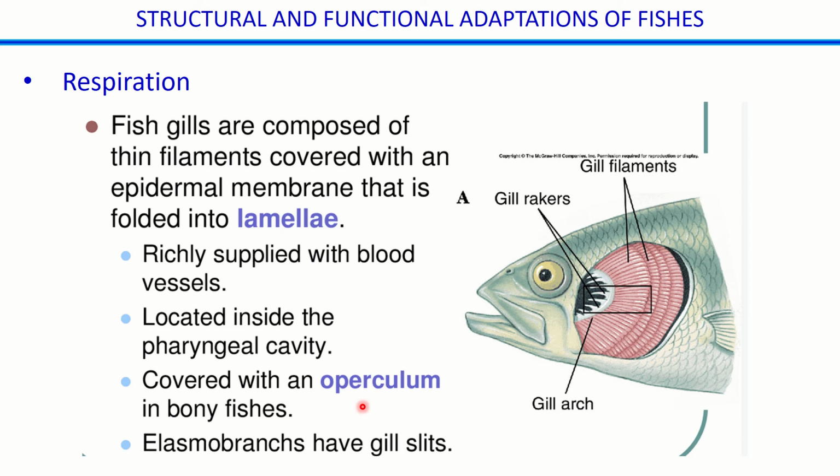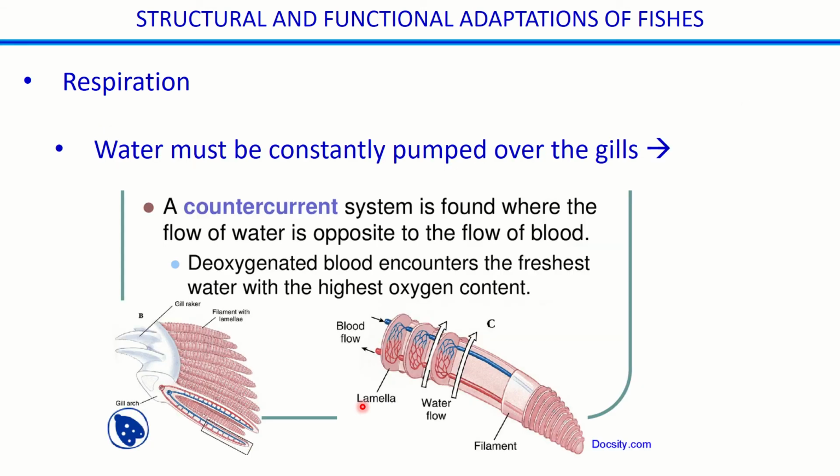Elasmobranchs are the sharks. And what a shark does is, he doesn't actually have an operculum, so he has to ram the water through his mouth over his gills. So some sharks have to keep moving, otherwise they won't be able to get oxygen through their gills. Water must be constantly pumped over the gills, so that the water can be replaced and there can be gaseous exchange between the water and the gills.